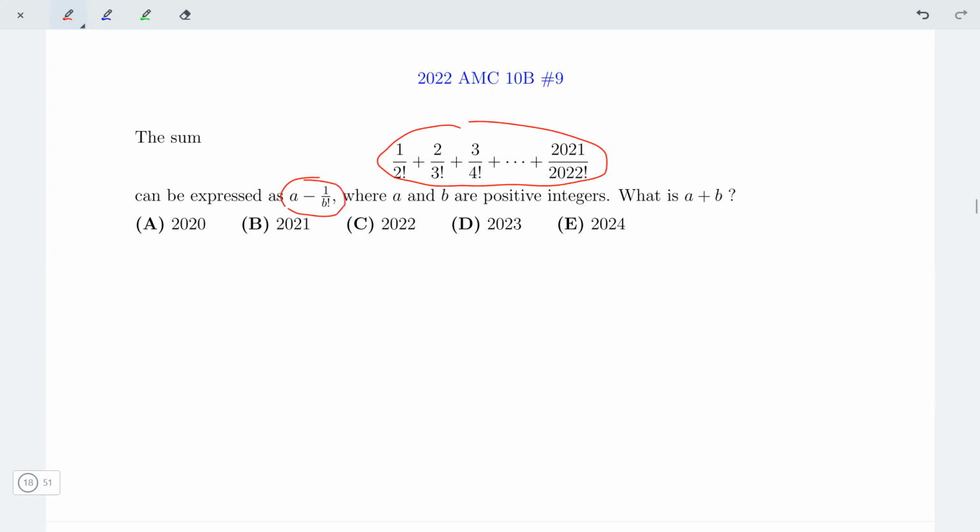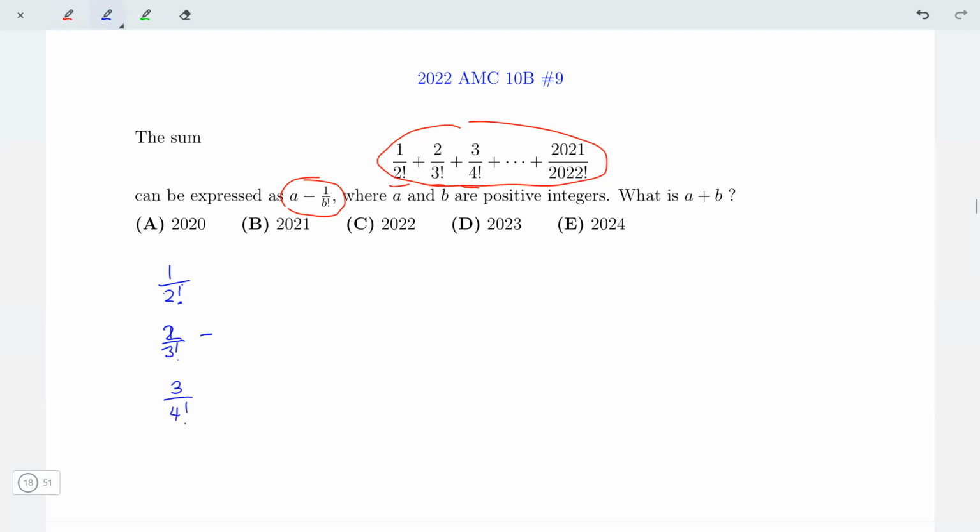So this suggests using telescoping sums, where each term in this sum, when I express it as a difference of two terms, so that when we add them, there are cancellations. So let's try. So we want to write 1 over 2 factorial, and then 1 over 3 factorial, 2 over 3 factorial, right? 3 over 4 factorial, etc.